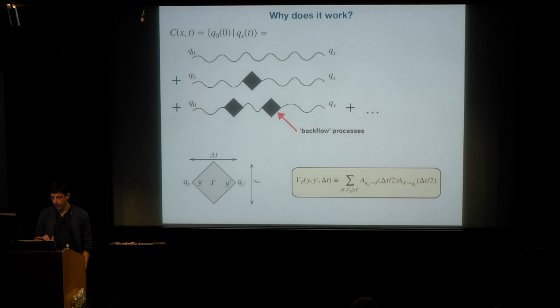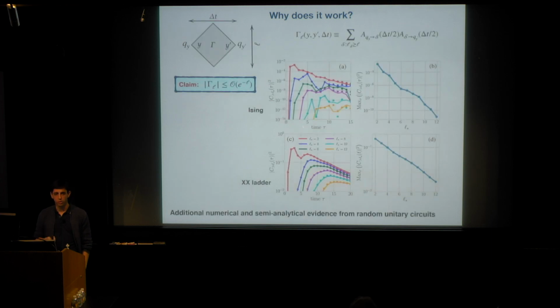And the claim, which we can support both numerically and with some analytical arguments, although not a rigorous proof, is that the size of these contributions, when you put the intermediate scale to length L, decays exponentially with L. So processes where you get very big are exponentially suppressed. And this is some numerics confirming this in these 2 different models.